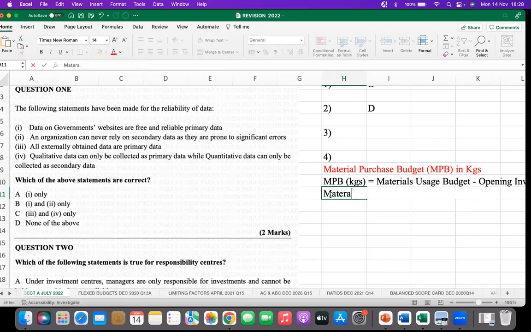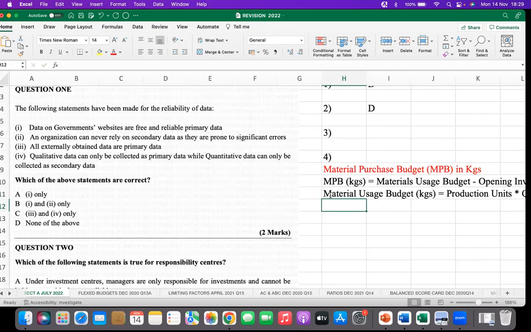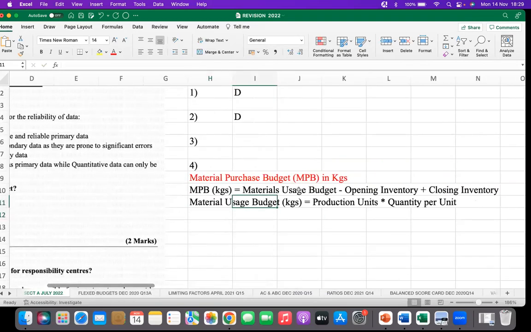But we have used the term materials usage budget, which of course is also measured in kgs. Materials usage budget is equal to production units times quantity per unit. Production units times quantity per unit.